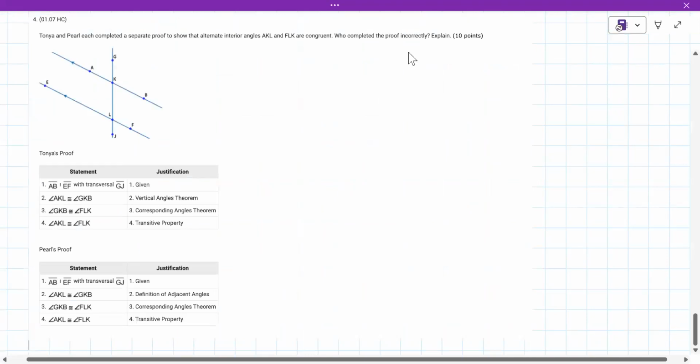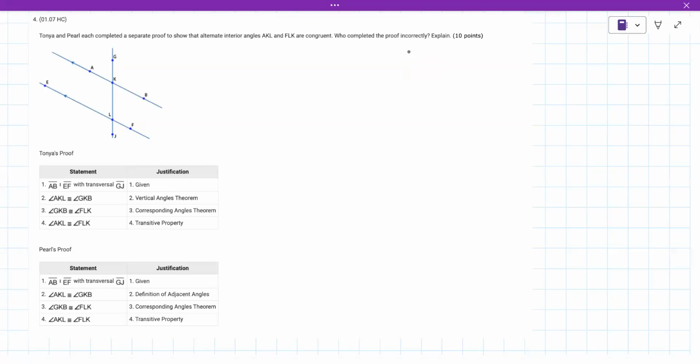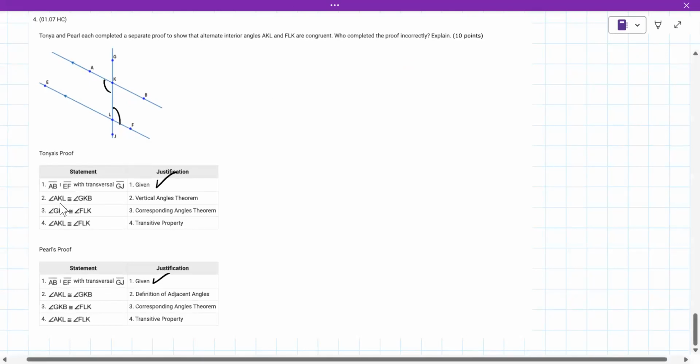Right, so Tanya and Pearlie completed a separate proof to show that alternate interior angles AKL and FLK are congruent. Who completed the proof incorrectly? Explain. So notice the givens are the same in both. Let me start with which one is wrong.